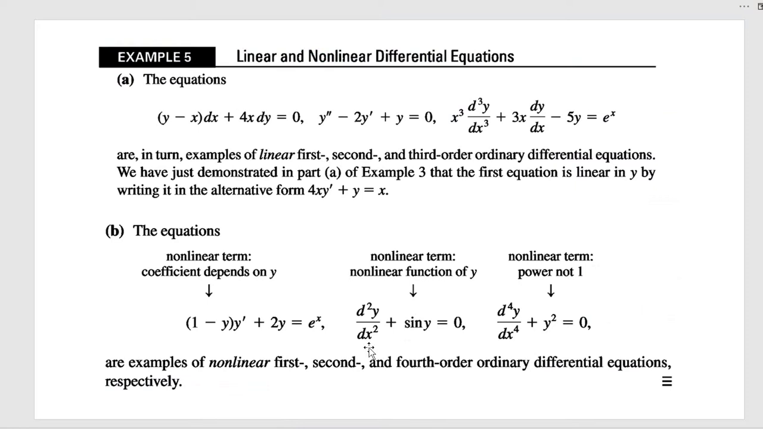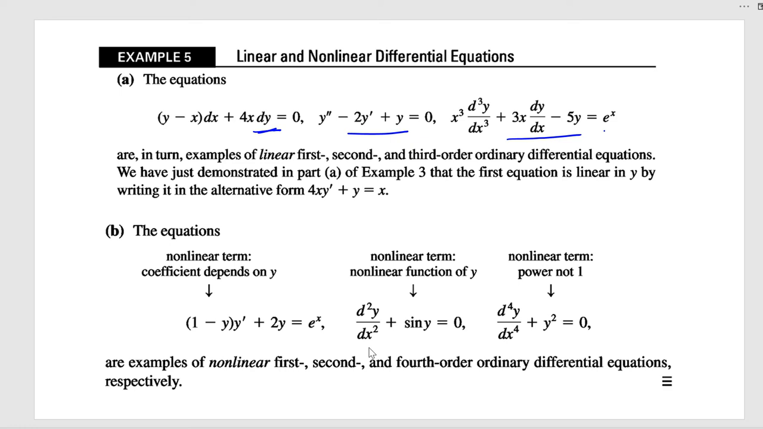So there are linear and non-linear differential equation examples. The first equation you can see is a linear equation. All these are linear equations of first order. This is a first order linear equation, this is a second order linear equation, and this is a third order linear equation.